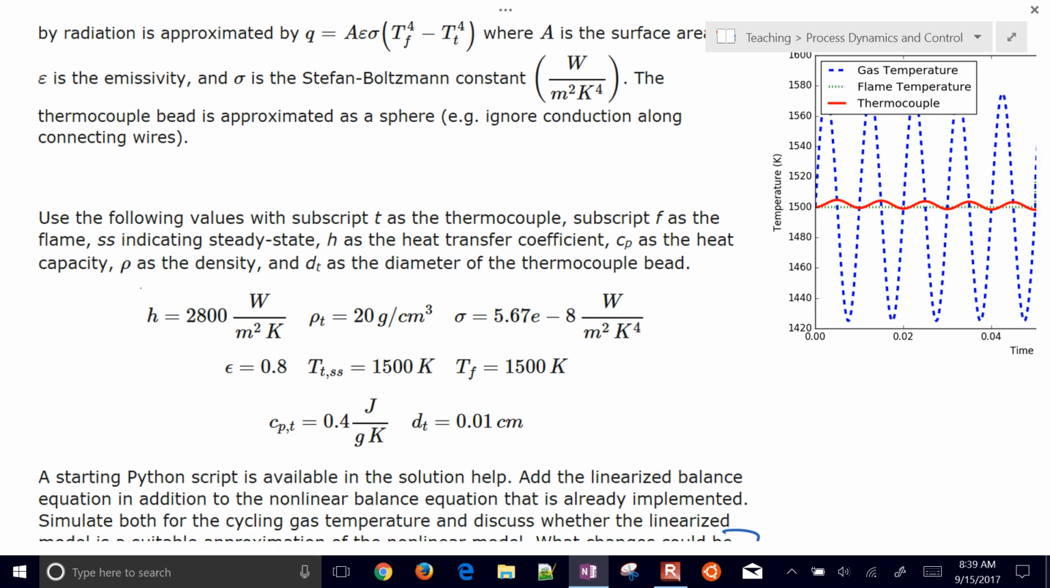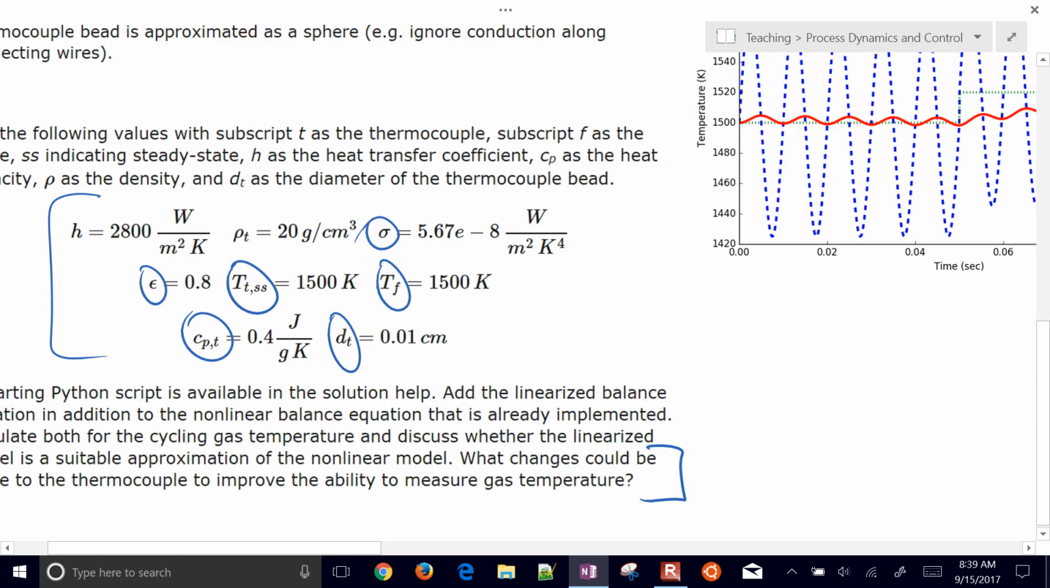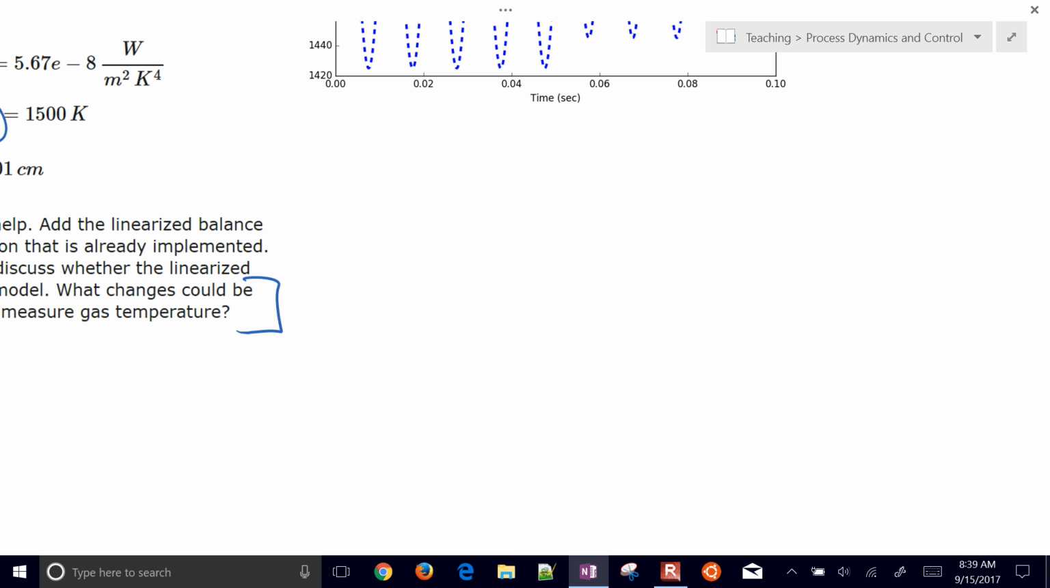So we have all of this information about the heat transfer coefficient, the density of the thermocouple, the Stefan-Boltzmann constant, the emissivity, the steady state temperature for the thermocouple, the steady state temperature for the flame, the heat capacity for the thermocouple, and the diameter of the thermocouple. So we have all that information, and let's go ahead and start developing this energy balance.